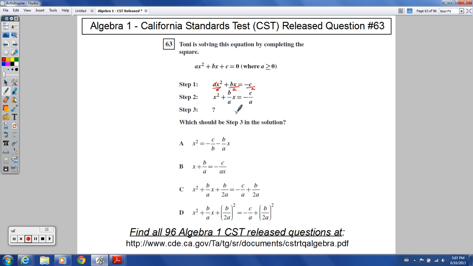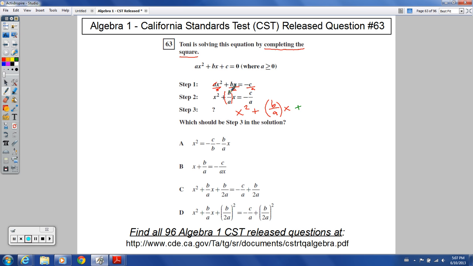So step 3, if we're completing the square, what are we doing? That's always that b over 2a squared part. So I've got b over a times x. I just wrote that in parentheses because I can. I didn't have to write it like that. But then what gets filled in here? It's always that b over 2a squared part.